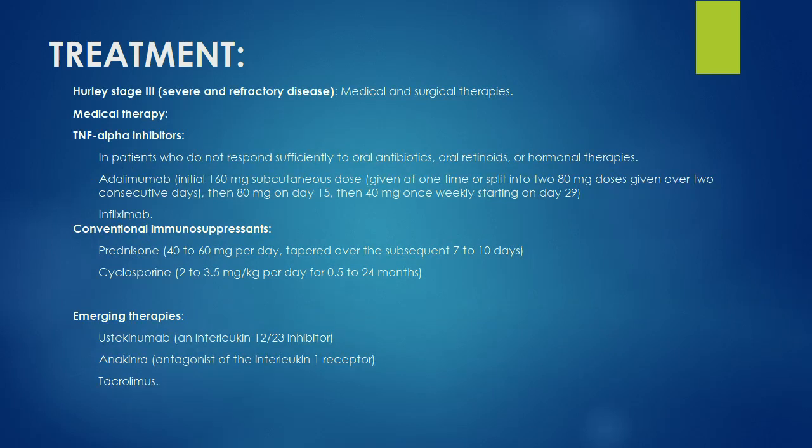Early stage 3, severe and refractory disease. Both medical and surgical therapies are utilized to prevent the development of new lesions and to treat existing lesions in patients with refractory early stage 2 HS and early stage 3 HS.